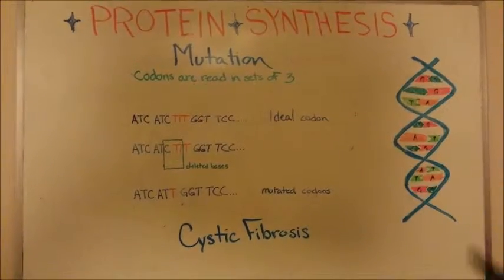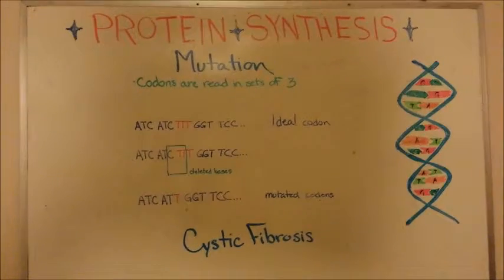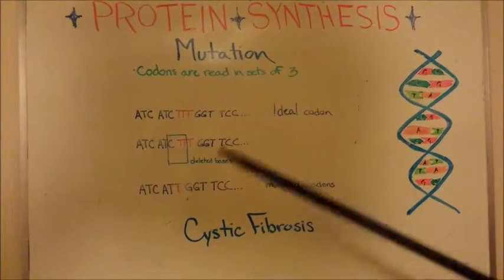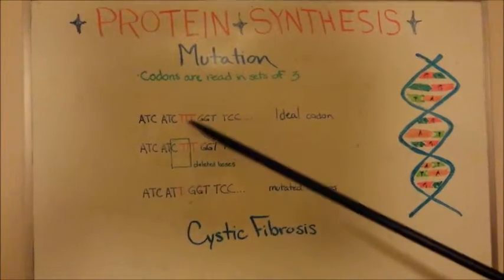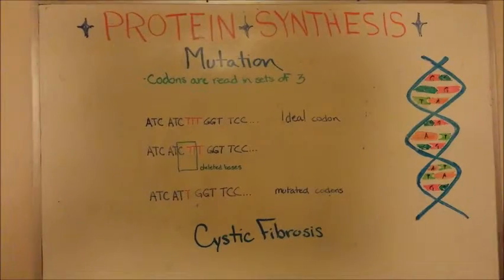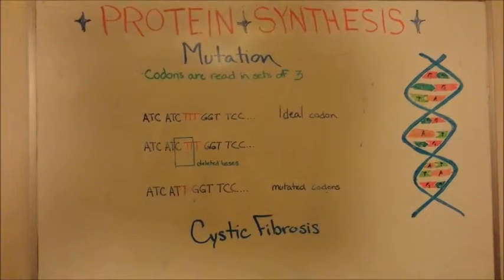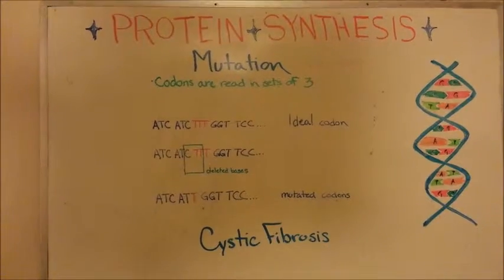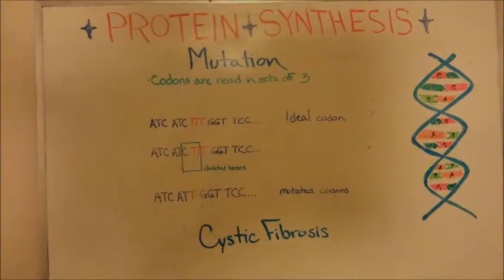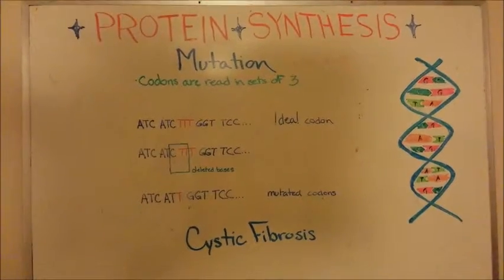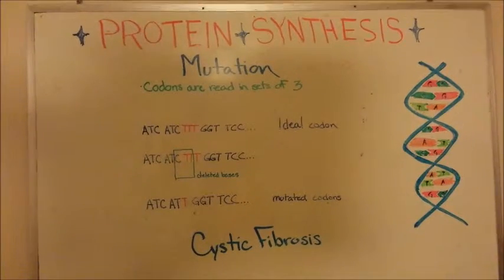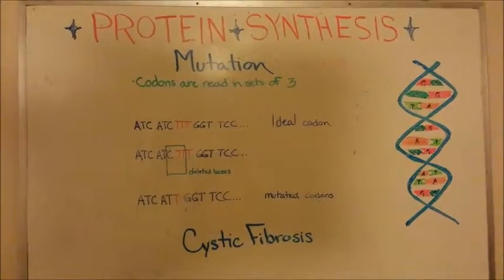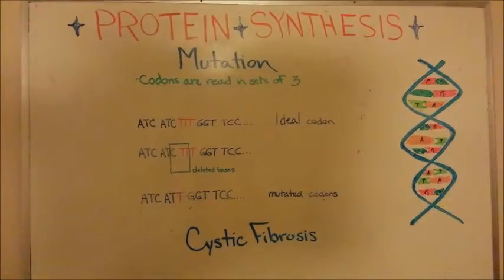Okay, so the last and final thing we're going to talk about today is mutation. So codons are read in sets of 3. So ATC, ATC, TTT, GGT, TCC. Every one has to be read in sets of 3. So most often what you're going to see is a missing letter or an added letter, and when that happens, that can change the entire sentence, basically. You can almost think of it as if it is a sentence, and if an extra letter was added, the words would no longer make sense because every letter would be shifted down by 1, because it still has to be read in 3.